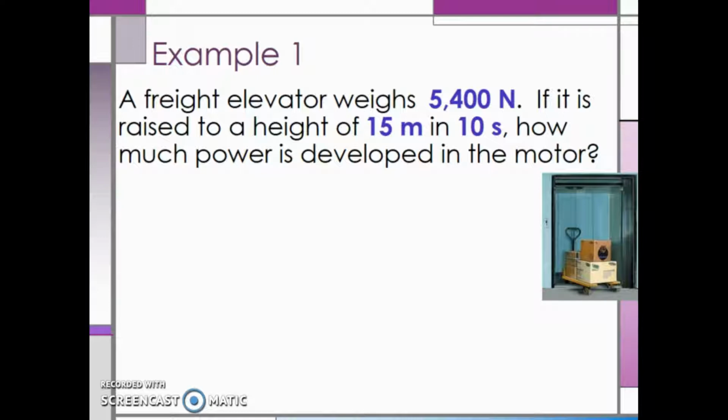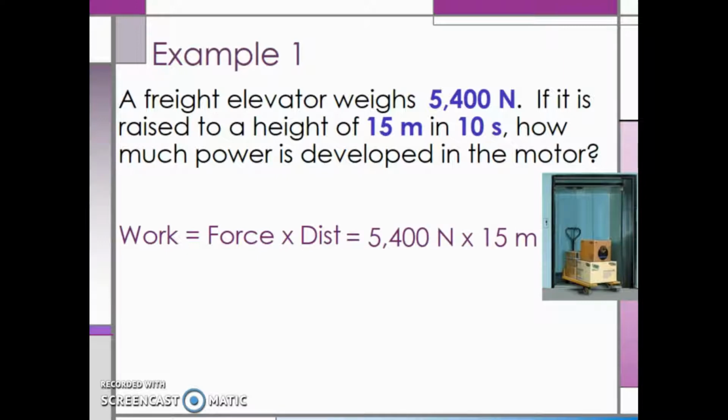motor? Like I mentioned at the end of the last video, sometimes in order to calculate power, we first have to calculate work. In this problem, since we aren't told how much work is done, we need to calculate that first. Work is equal to the force applied multiplied by the distance the object moves. Our force is the 5,400 Newton weight of the elevator, since we are looking at work acting in the vertical direction. The distance this elevator moves is 15 meters. Therefore, the work applied by the elevator is 81,000 joules.